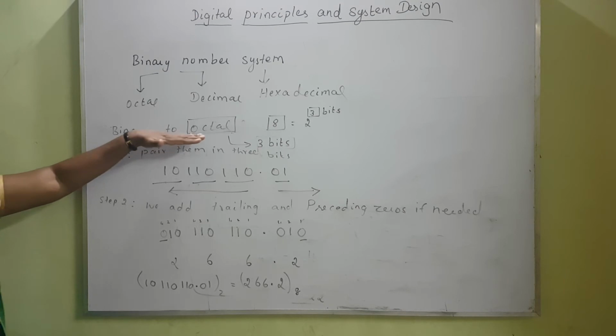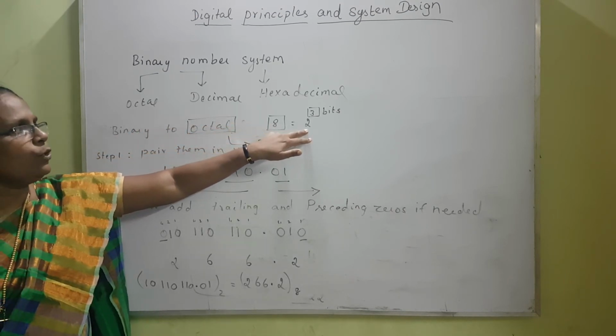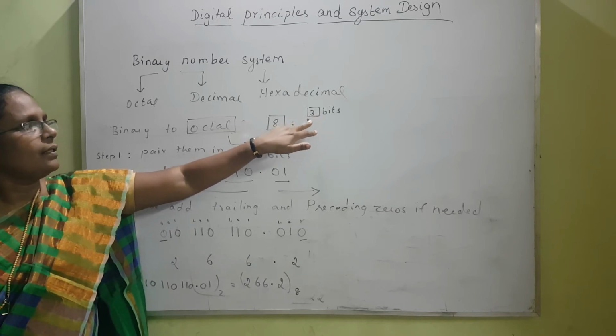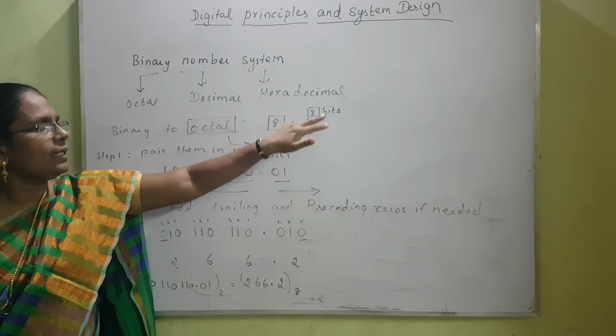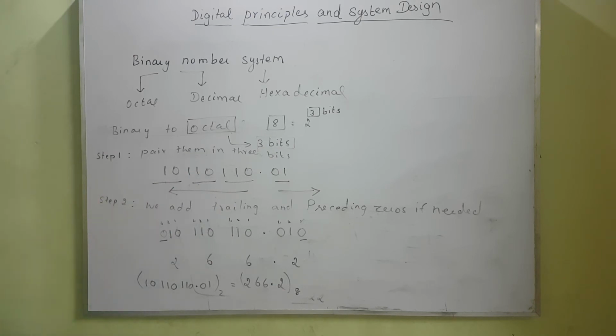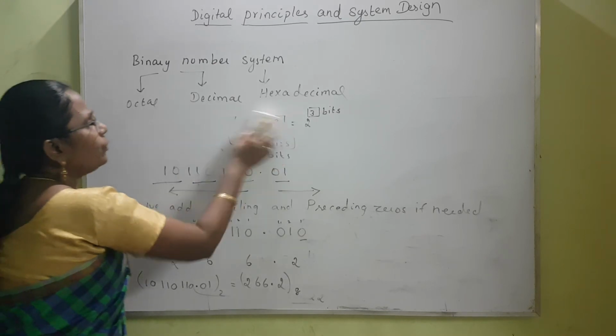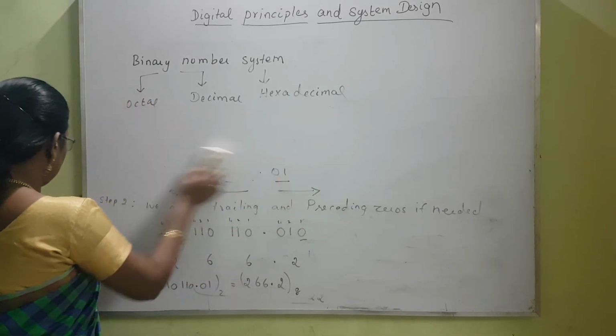So to represent 8 numbers, we need 2 to the power 3. So this 3 indicates the 3 bits, so we pair it in 3. So the next one we are going to look at is the hexadecimal number system. Binary to hexadecimal number system.